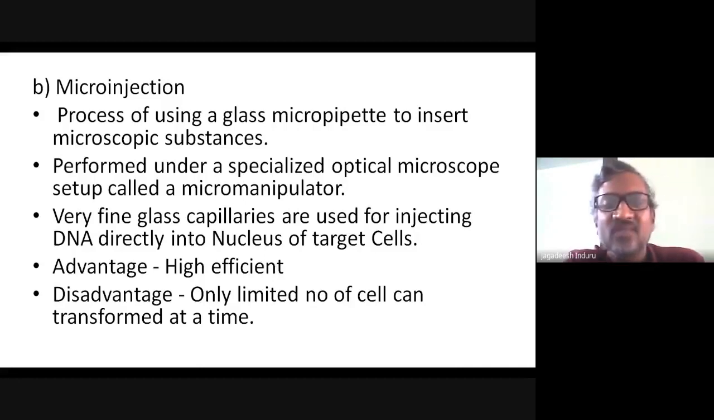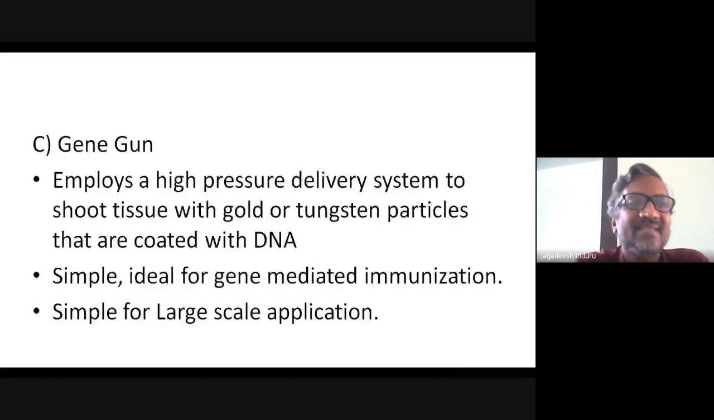The disadvantage is that only a limited number of cells can be transferred at a time, because we need to attack one cell, then take the syringe and insert. Again, we need to do the same procedure, and doing it in parallel will not be possible. So it is one more defect in this particular case. So in the physical methods, we have both electroporation and microinjection, which have these particular advantages and disadvantages. The third method is the gene gun.